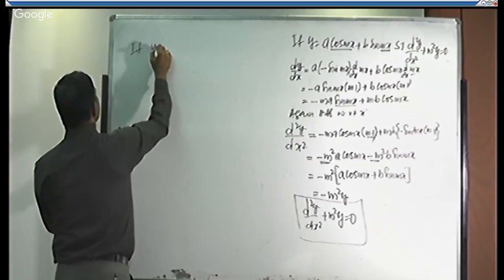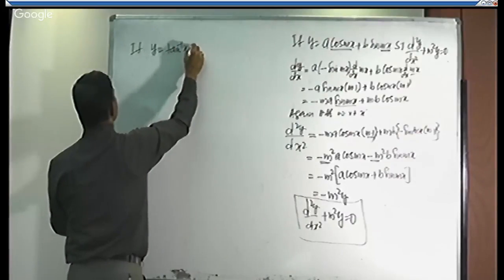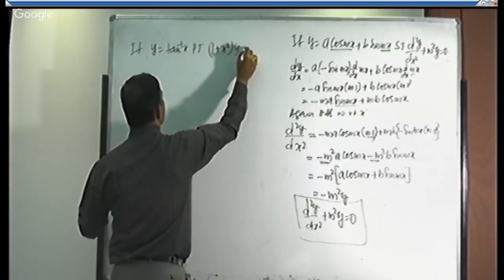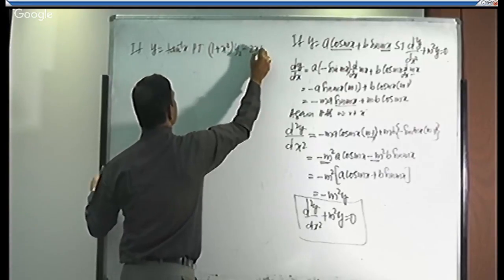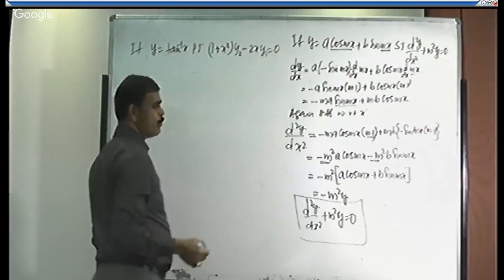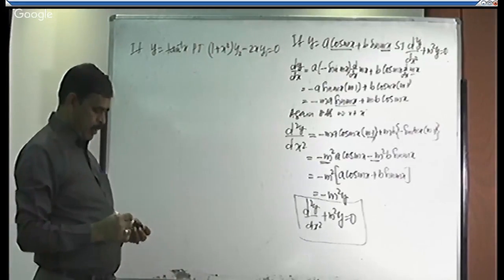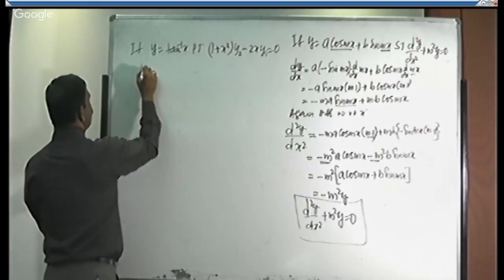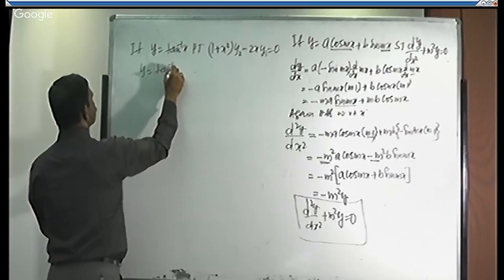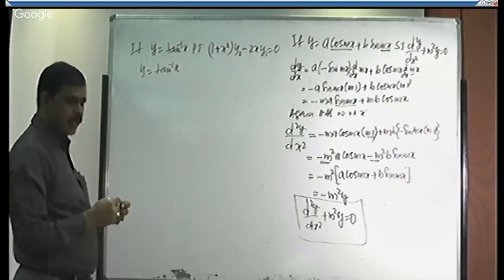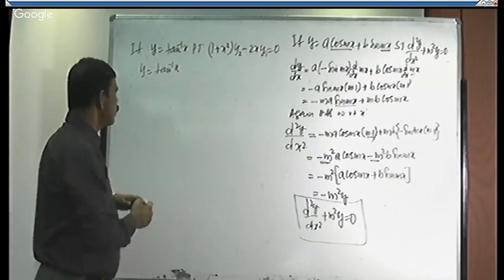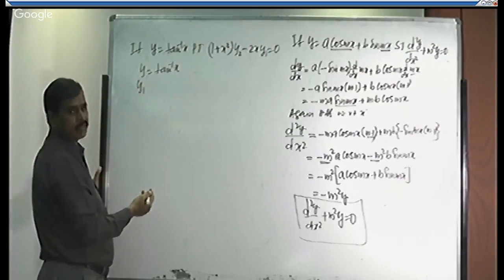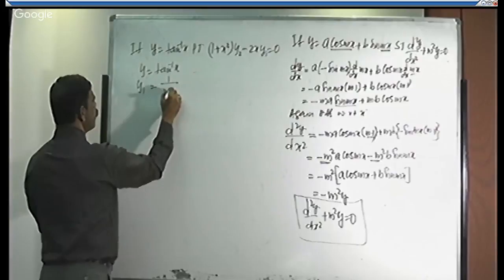If y is equal to tan inverse x, prove that 1 plus x square into y2 plus 2x y1 is equal to 0. It is a most important problem. This will be frequently asked in exam, right? Take y is equal to tan inverse x. If I differentiate this, I will get dy by dx, that is y1. What is y1? It is equal to 1 by 1 plus x square.